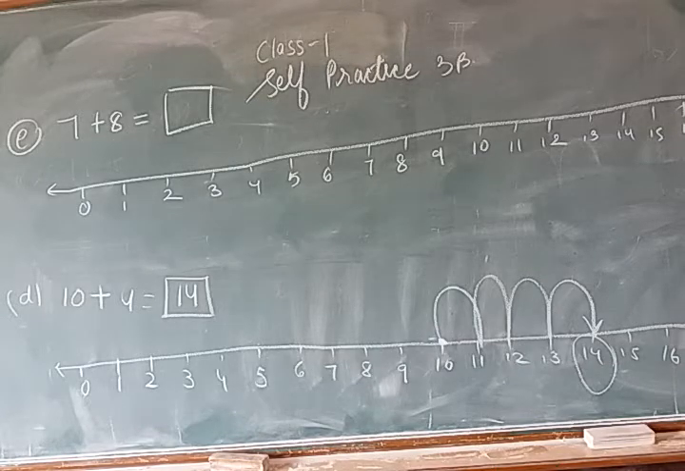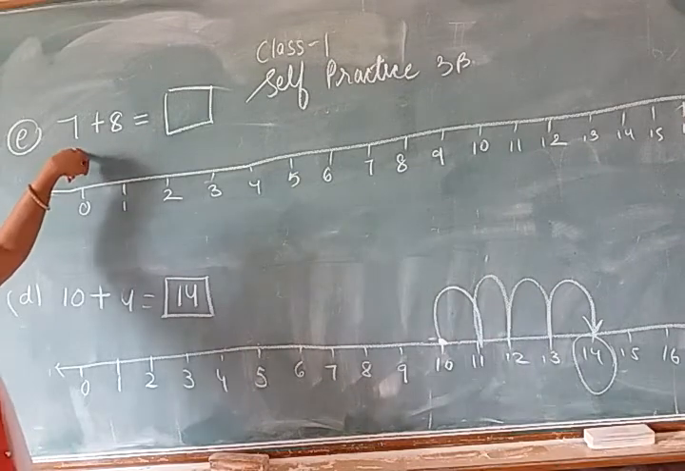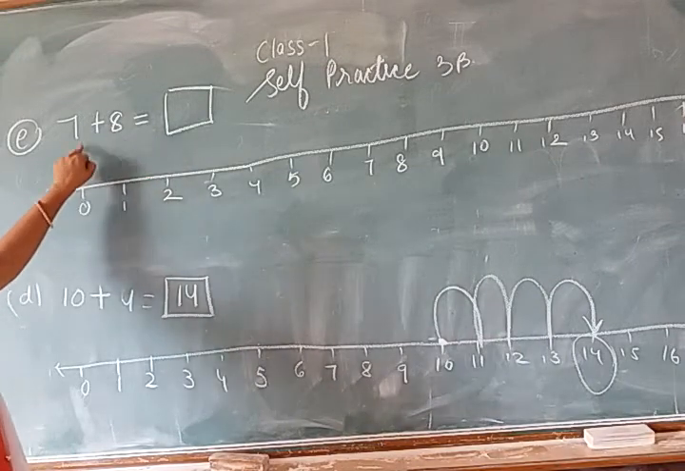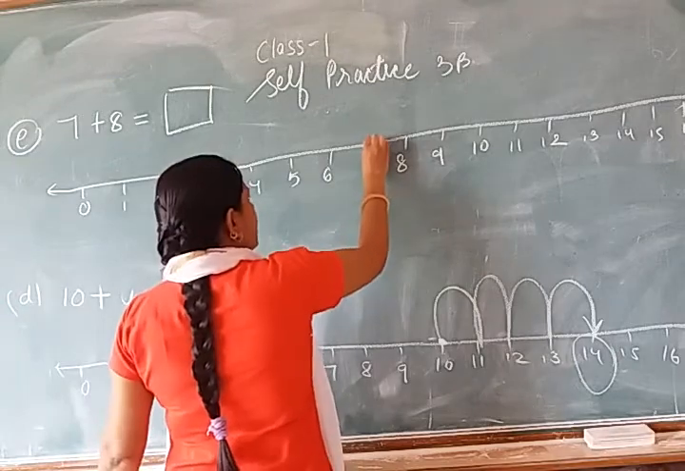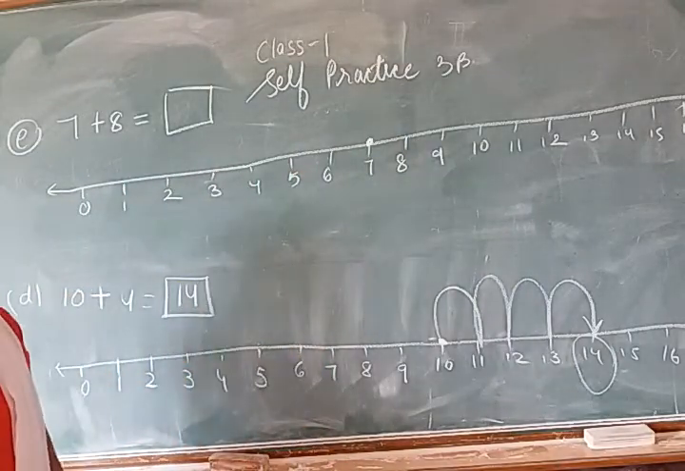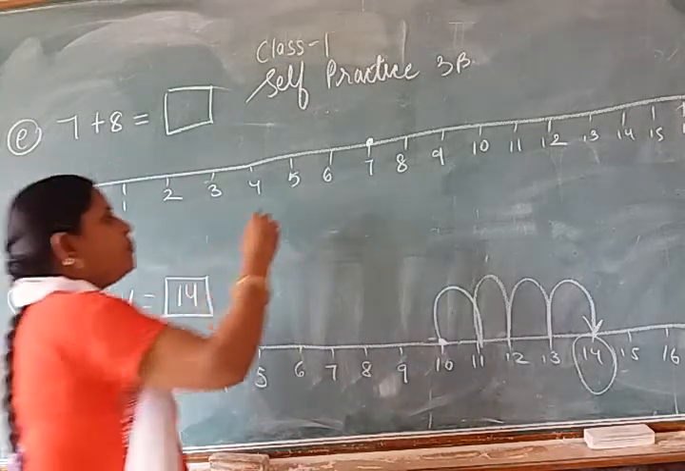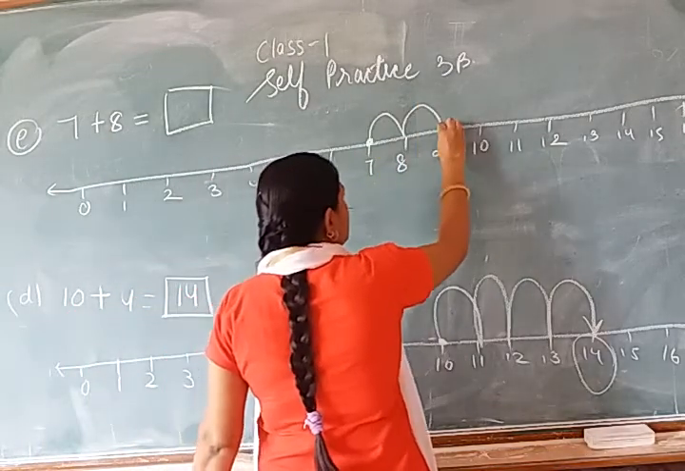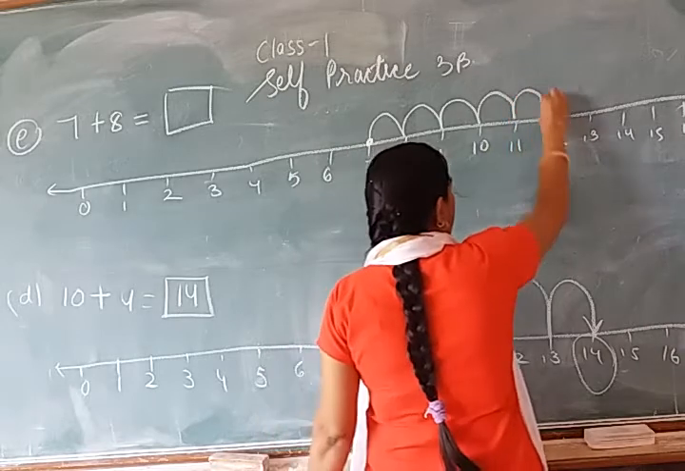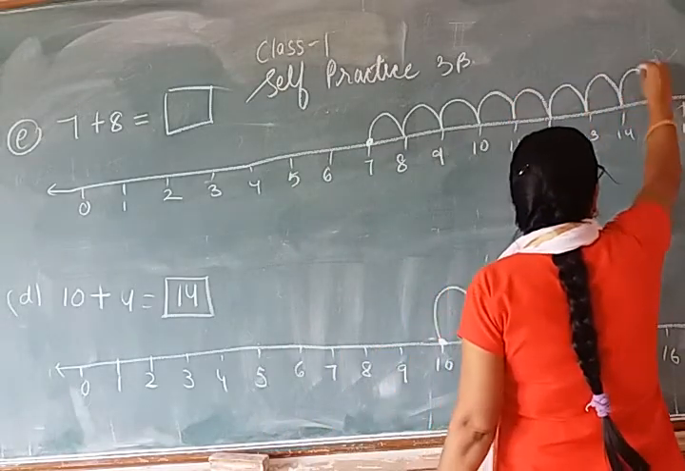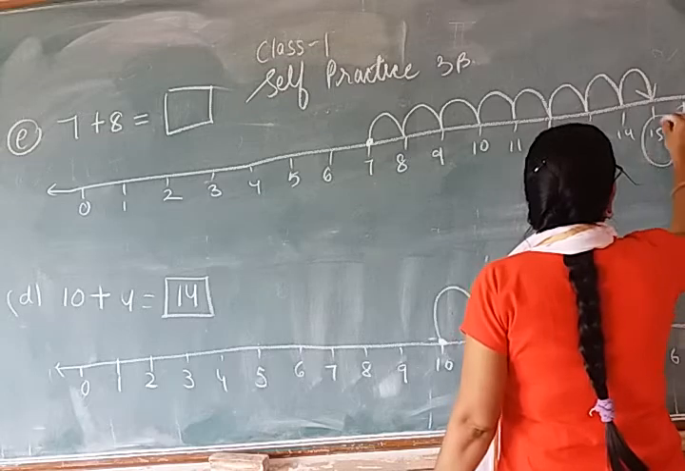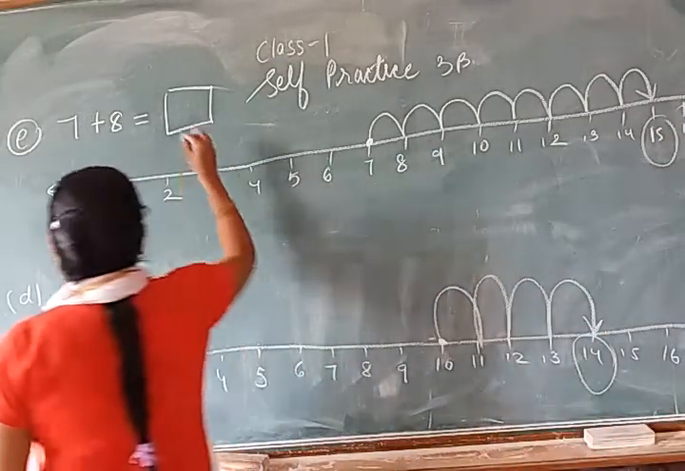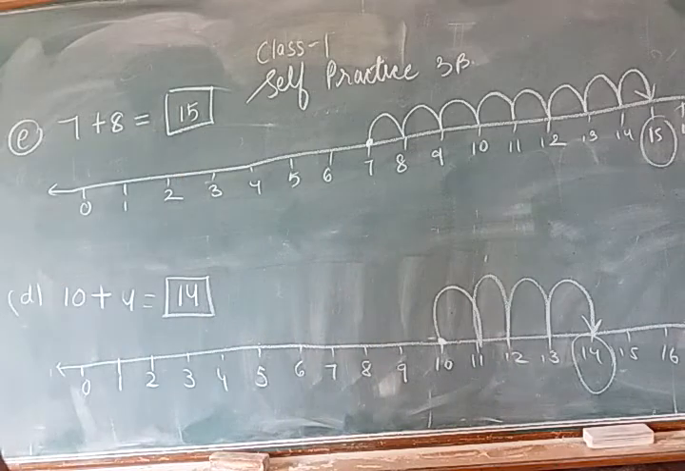Now on which number are you standing? You are standing at number 7. The question is 7 plus 8. That means we are standing on number 7. So make a big dot on 7. Now how many steps do you have to move? 8 steps. So jump 8 steps, 1, 2, 3, 4, 5, 6, 7 and 8. At which number do you stop? Stop at number 15. So 7 plus 8 is 15. Write 15. Copy fast.